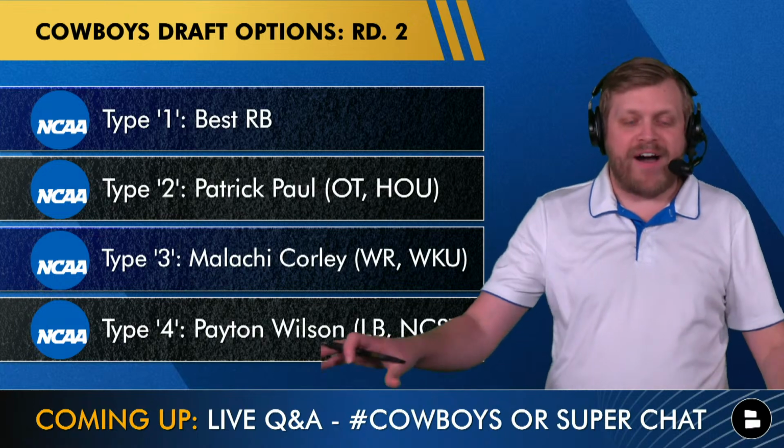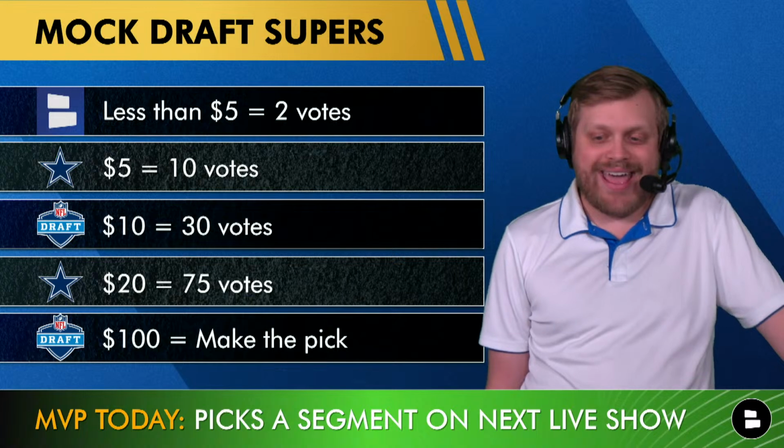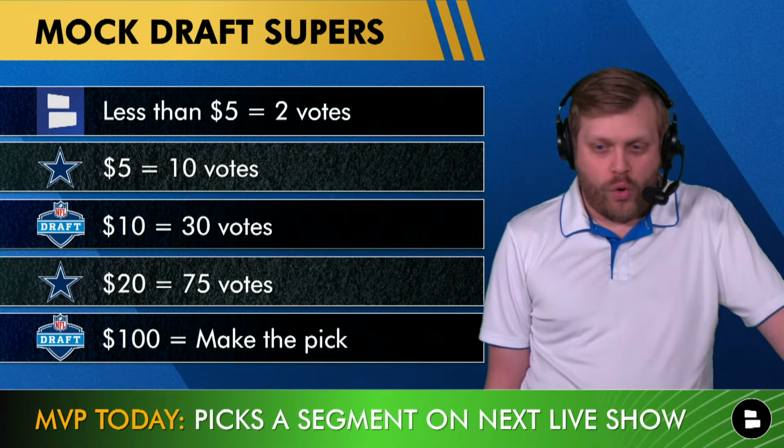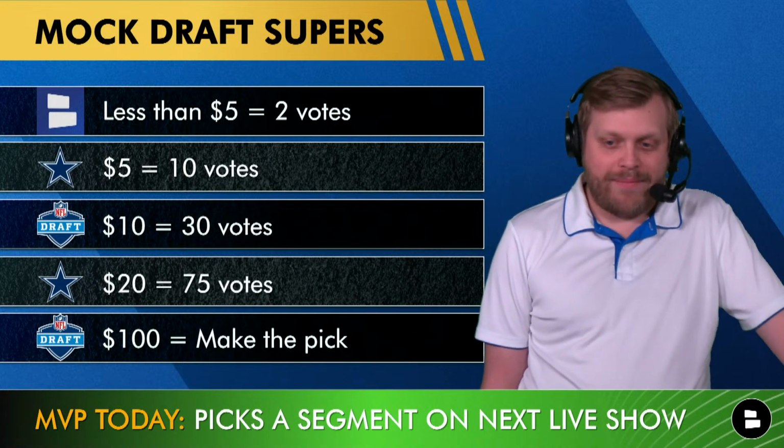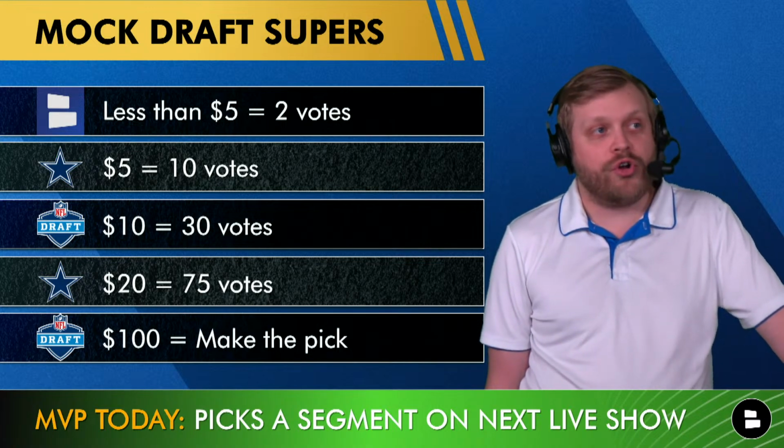Now, we already had the $5 super chat from Douglas Shepard come in, which has led to 10 additional votes for Peyton Wilson, with the running backs at basically 43. Wilson at 25% of the vote now has 35 votes.